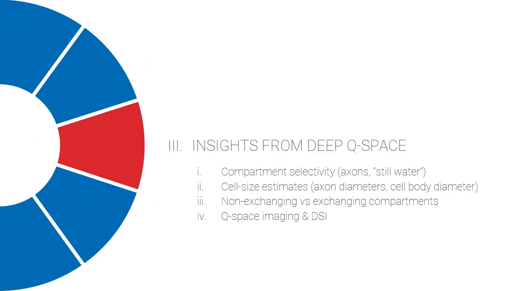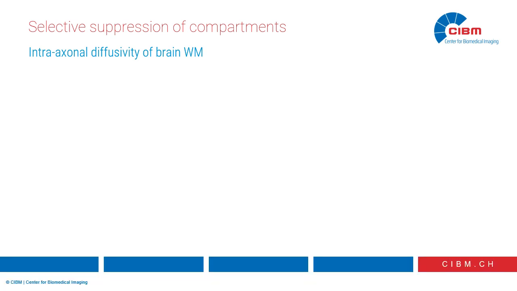Now moving to insights from deep Q space, I will be covering all these recent applications, and I hope not to take too much of the remaining time, but all of them are really extremely interesting. First of all, what we can achieve by going to very high Q space is a selective suppression of compartments. So for example, we can suppress the intra-axonal diffusivity of brain white matter.